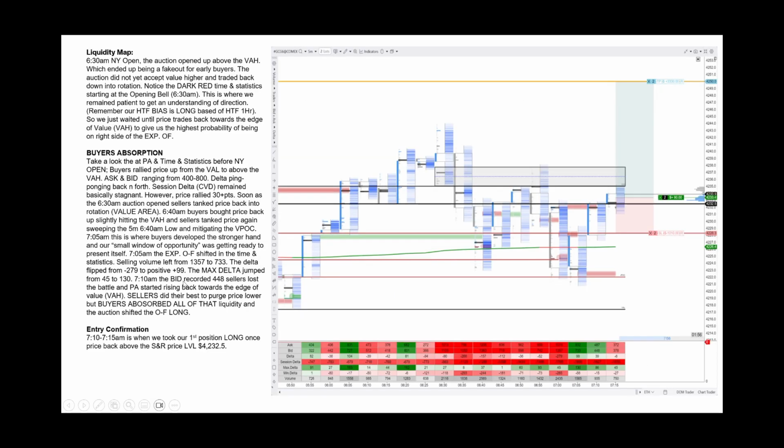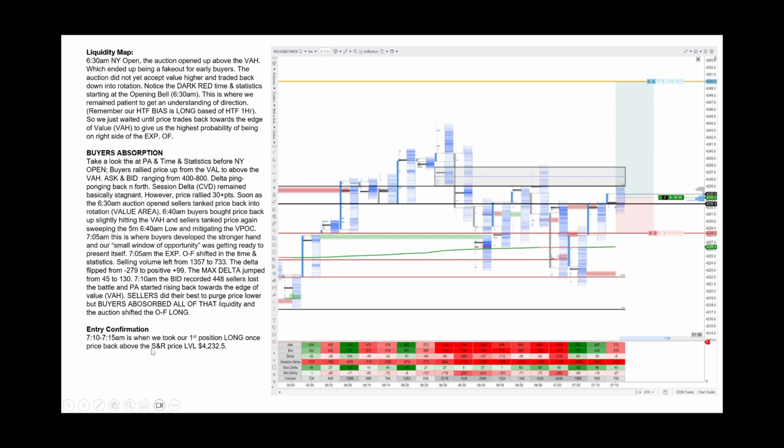Now 7:10 a.m., the bid recorded 448. Sellers lost the battle, and price action started rising back towards the edge of value, the value area high. Sellers did their best to purge price lower, but buyers absorbed all of that liquidity, and the auction shifted the order flow long. The entry confirmation at 7:10 to 7:15 is when we took our first position long.